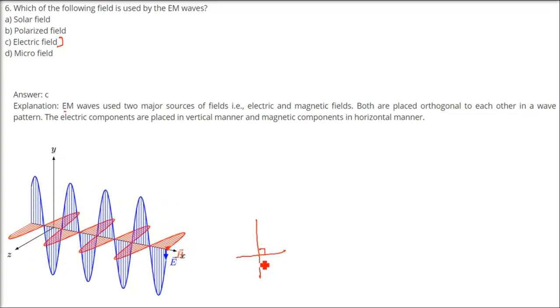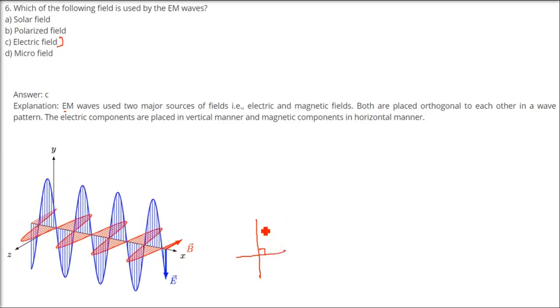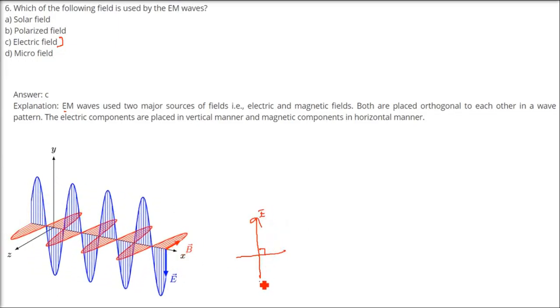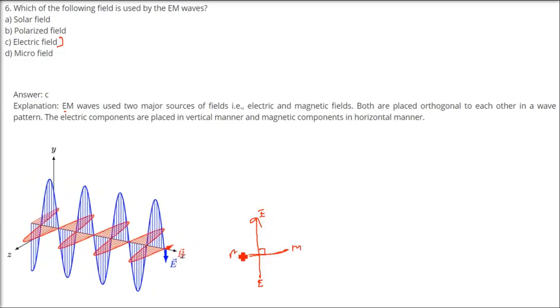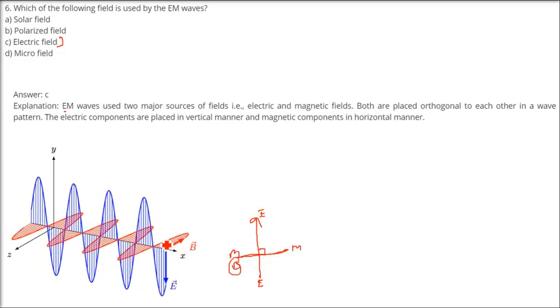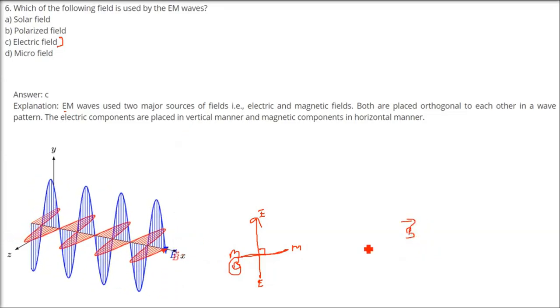This is a wave pattern which is formed because of the orthogonality. The electric components are placed in a vertical manner. This is electric, vertical, and this is the magnetic component. These are in a horizontal manner, represented by B. And we also have an arrow on E and B because it's a vector quantity.